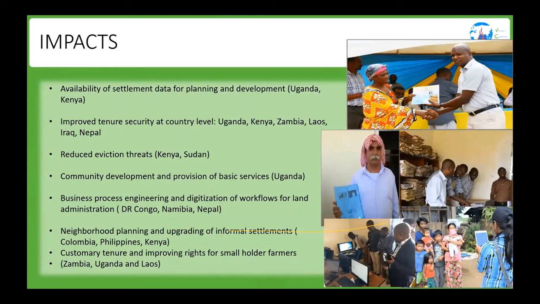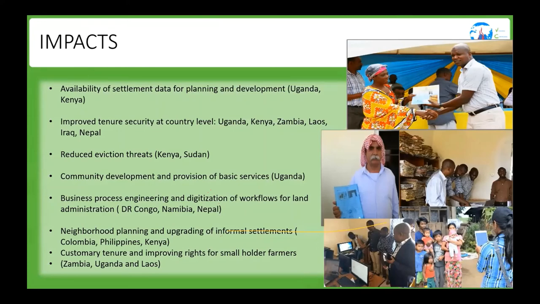And then community development and provision of basic services. So people are able to use that information to interrogate what the gaps are, and they're able to talk to authorities for service intervention. You've seen this in Uganda, where it worked very well. Then engineering of business processes and digitization of workflows for land administration. We have this ongoing in DRC. We have this ongoing in Namibia, and I think somehow it's been done in Nepal.